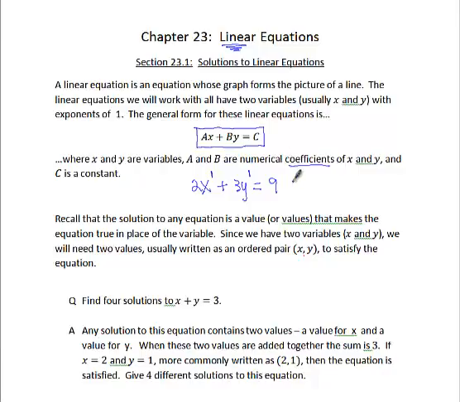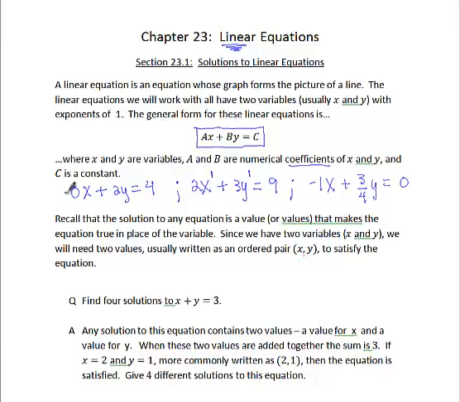Just to give you a couple more examples, we could write negative 1x plus 3/4 y equals 0. Okay, and if C can be 0, then that also means that A and B could be 0. So we could write a linear equation with A being 0: 0 times x plus, let's say, 2y equals 4.